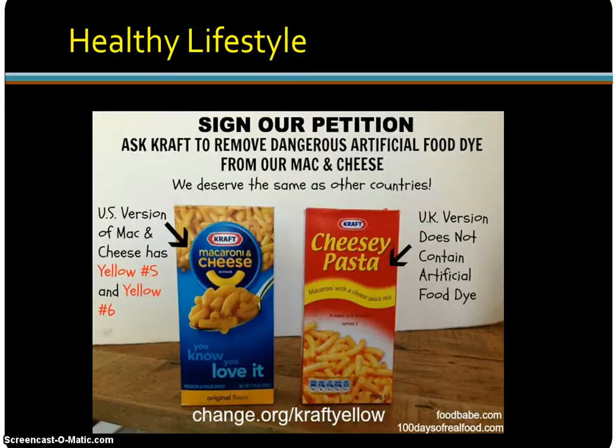Again, here is this petition that's being supported, where you see in the US on the left-hand side, the Kraft version of mac and cheese has all of these yellow colors, while the Kraft same brand in the UK, in England, does not contain any of these artificial food dyes. So there is this petition being sort of rolled around to lobby that the company get rid of all of these artificial colors. And that again kind of ties into this target market that has a healthy lifestyle.